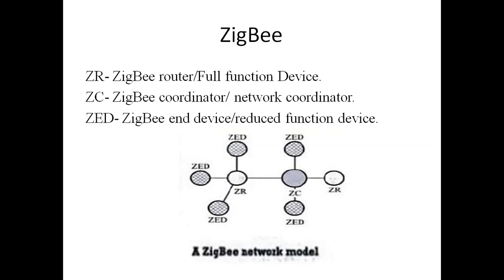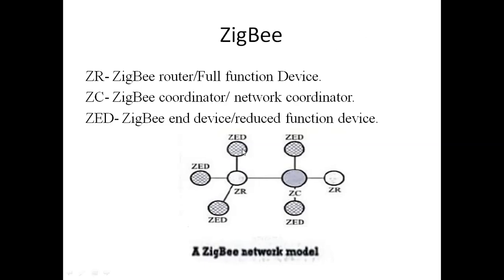ZR is the ZigBee router, also called a full function device, which is responsible for passing information from one device to another device. Next we're going to see ZED. ZED is the ZigBee end device, which is also known as a reduced function device. This end device contains ZigBee functionality for data communication. It can talk only with ZR and ZC and does not have the capability to act as a mediator for transferring data from one device to another.